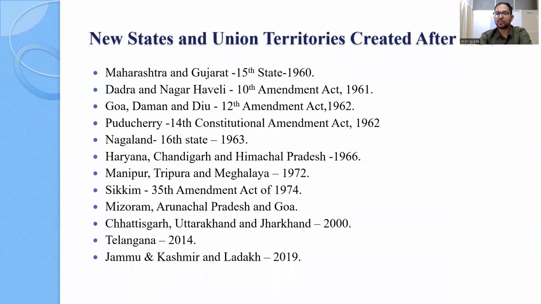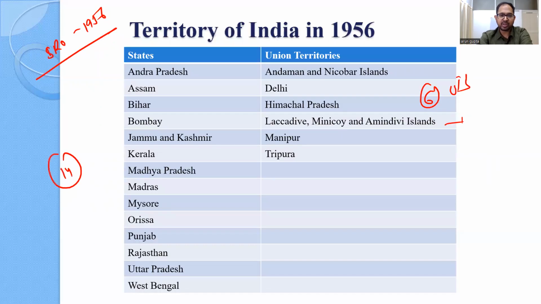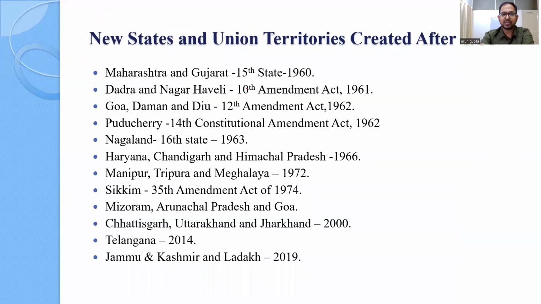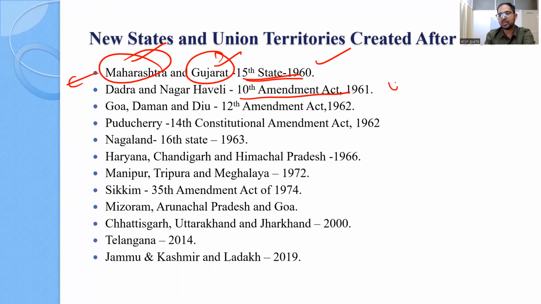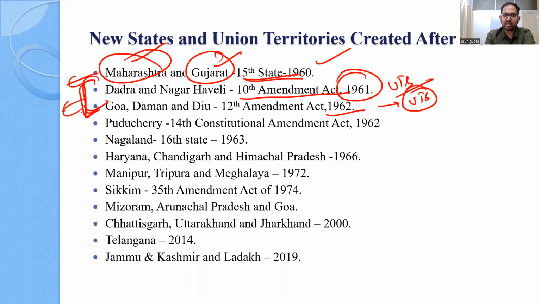Then after 1956, a few new states were created. Erstwhile Bombay state was divided into 2 states, Maharashtra and Gujarat. Gujarat became the 15th state of India in 1960, and Bombay state was renamed as Maharashtra. Then by the 10th Amendment Act, Dadra and Nagar Haveli became a UT in 1961. Then by the 12th Amendment, Goa, Daman and Diu became a Union Territory of India. Both of these were acquired from the Portuguese. Then Puducherry, acquired from the French, became a Union Territory with the 14th Constitutional Amendment Act of 1962.